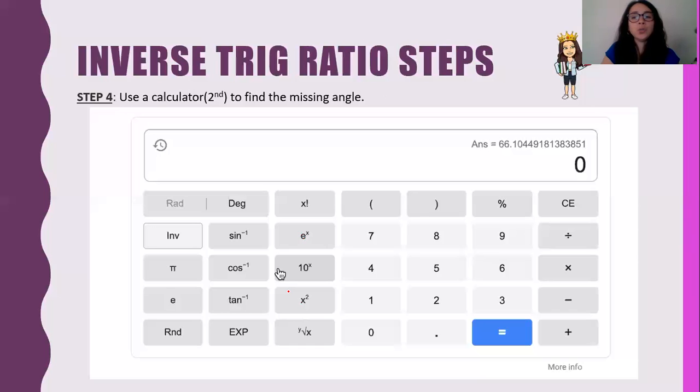Ignore this part because that's for a different problem. But if you have a calculator, you would press second, or if you're using a different type of calculator, like on Google, you would actually put inverse. So either inverse or second, depending on what your calculator says. You have to look for something that has that little -1.